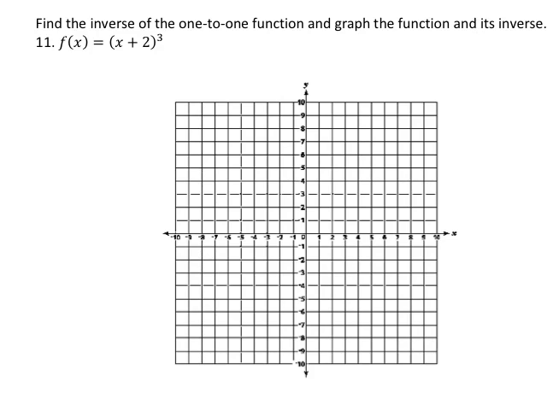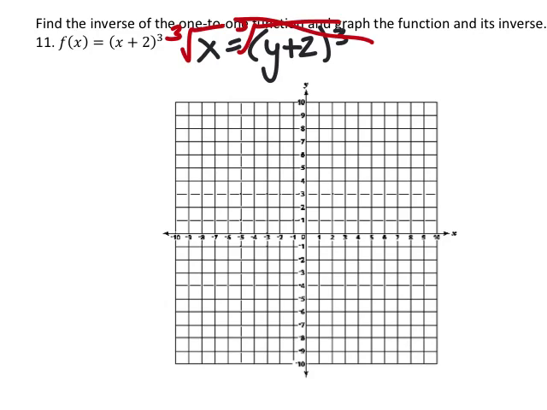Alright, on number 11, the first thing we need to do is find the inverse of this function. Then we'll graph both of them. You could graph this function right away if you wanted to, but what I want to do here is find the inverse first. So again, I'm going to replace the x with the y and the y with the x. So I end up with x equals y plus 2 cubed. Alright, and what I can do here is cube root both of these, and that cancels the cubes and cube roots. So I end up with the cube root of x equals y plus 2.